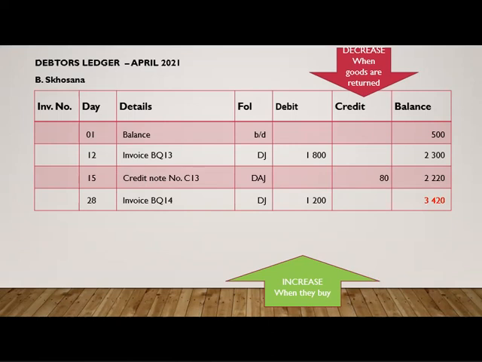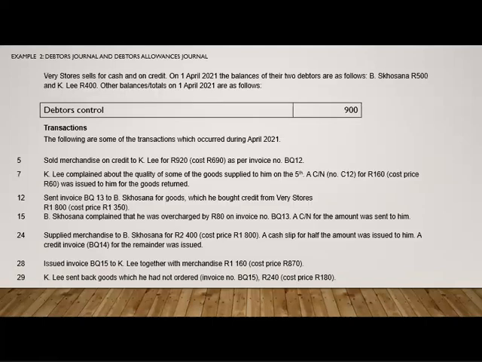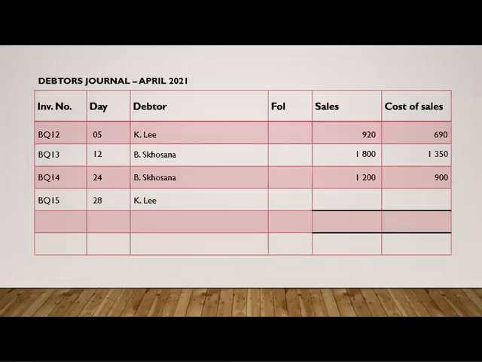Going back to the question, in this question here, it says that we issued BQ15 to Kaylee together with merchandise, and the selling price of those goods was 1,160. The dates here are a little bit incorrect. I will fix them later on. That transaction will be recorded in the debtors journal, just like we normally do. And you just find the total because that is the last transaction.